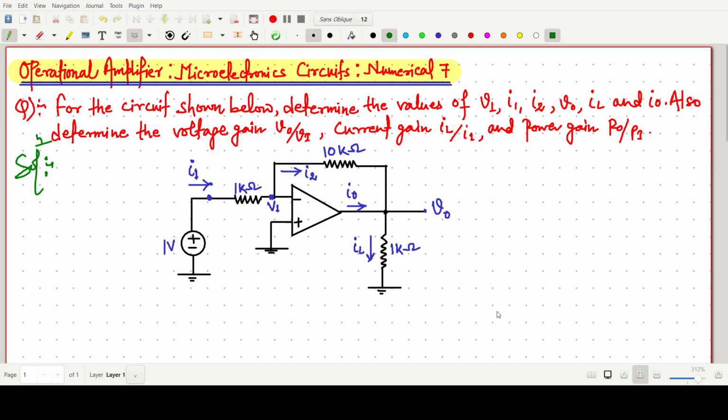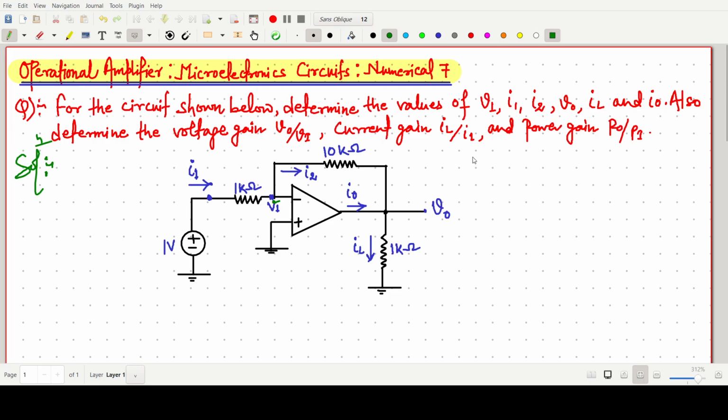Welcome everyone. In this video lecture, we will solve a problem based on operational amplifier and it is from the Microelectronics Circuits book. The question is, for the circuit shown below, the circuit is given here. Basically, it is an inverting operational amplifier. So we have to determine the value of V1, that is this point, that is our V1, I1, this current, I2, V naught the output voltage, IL the current in the load, and I naught.